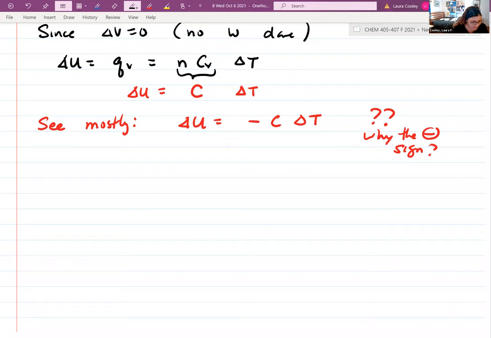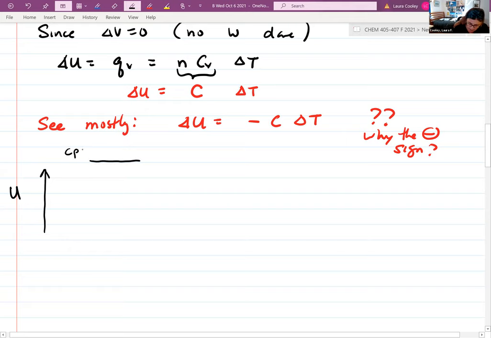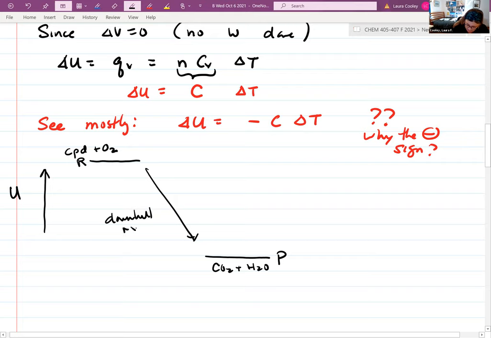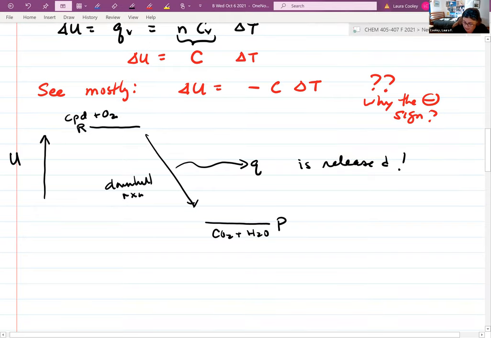So here's the deal. Here's internal energy on a graph. Here are your reactants, so you have some compound plus oxygen as the reactants. And then the products are down here. So this is carbon dioxide and water, products of combustion. This is a downhill reaction, which means heat is released. So that means, what is the sign of delta U going to be?